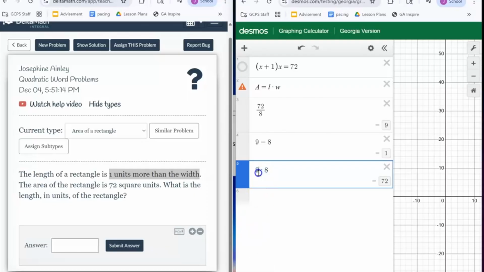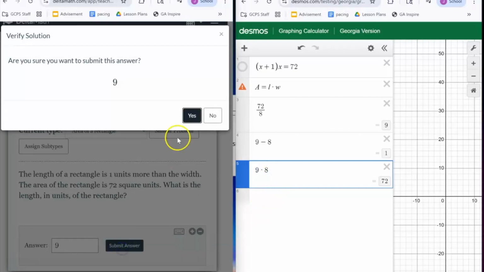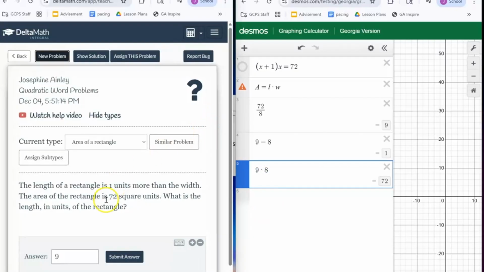So if I'm looking for the length, am I looking for the long number or the short number? You're looking for the long number. So out of these two numbers, which one is long? 9. And if I was looking for width, then I'd be looking for the short one, which would be 8. Okay, so that is London's method. So now we're going to do London's method just a little bit faster.